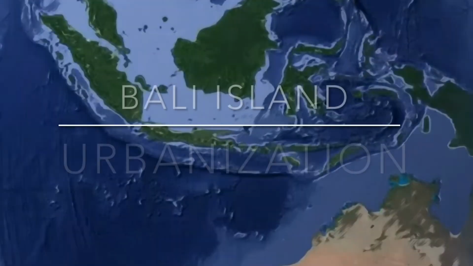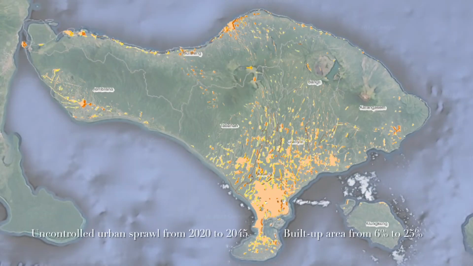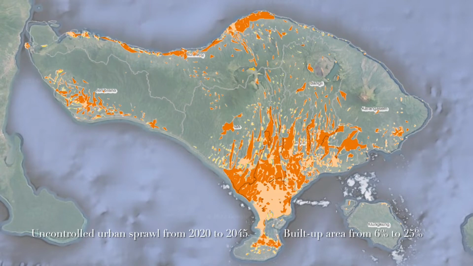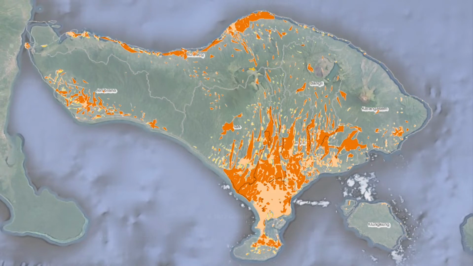Based on previous study on Bali, we calculated how this future may develop without controlling for urban sprawl. Its built-up area in 2020 accounts for 6%, but according to its urban expansion rate, the urban area will increase to 25% without restrictions in 2045.